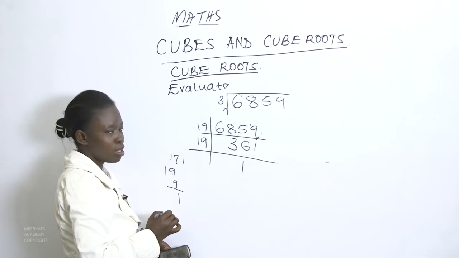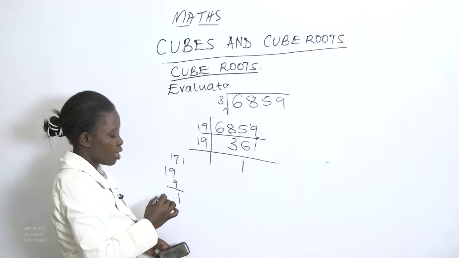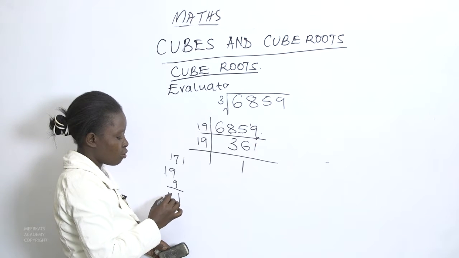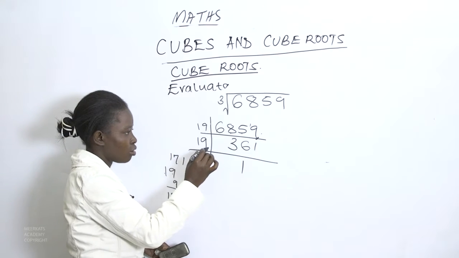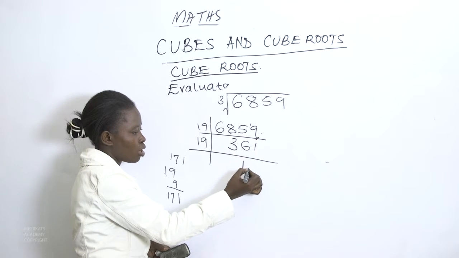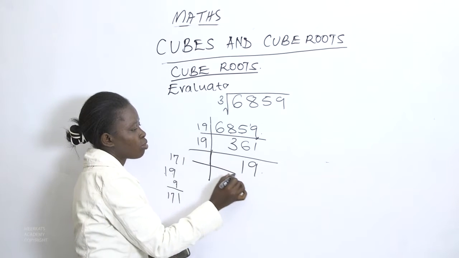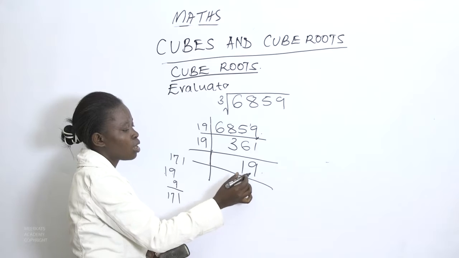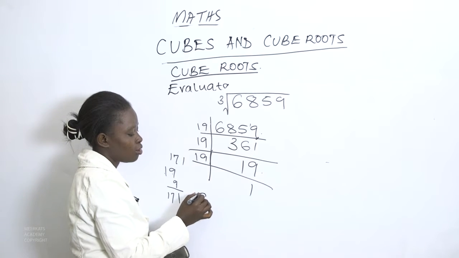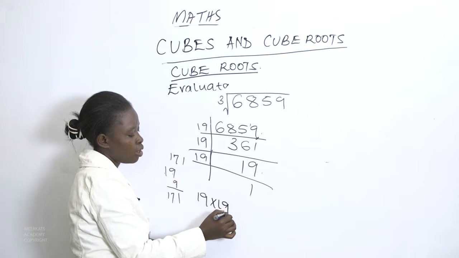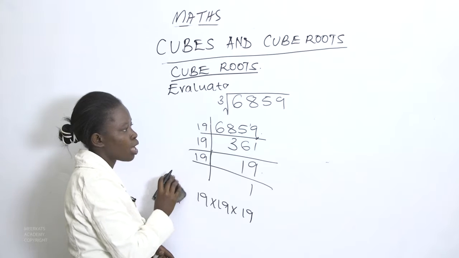So write 1 carry 8. 9 times 1 is 9. Plus 8, we have 17. So this is 171. So it means 19 into 171 is 9 times. So that means 19 into 361, 19. So the next prime number is 19. And I have 19 times 19 times 19 as the factors that make up 6,859.